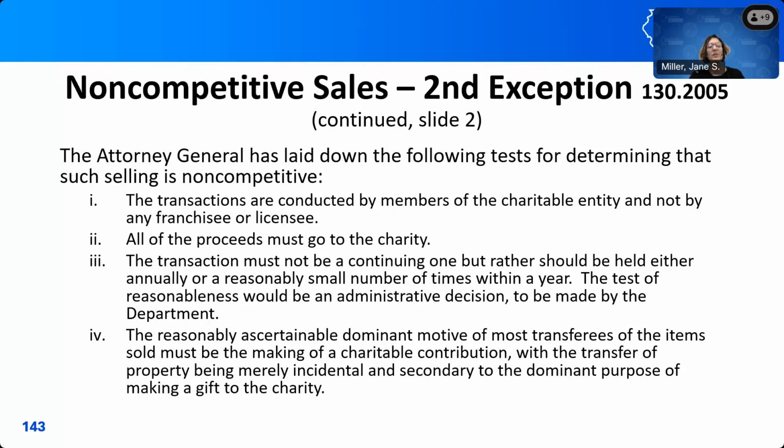The reasonable ascertainable dominant motive of most transferees of the item sold must be the making of a charitable contribution, with the transfer of property being merely incidental and secondary to the dominant purpose of making a gift to the charity.